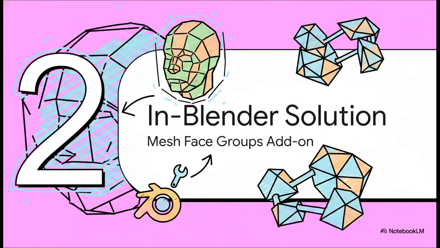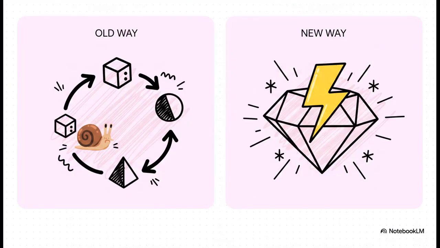Which brings us to Section 2, a faster in-Blender solution, the Mesh Face Groups add-on. This is a tool built specifically for technical artists and pipeline builders to create mesh mixer-style face groups right in your viewport. And the difference between the old way and the new way is basically night and day.